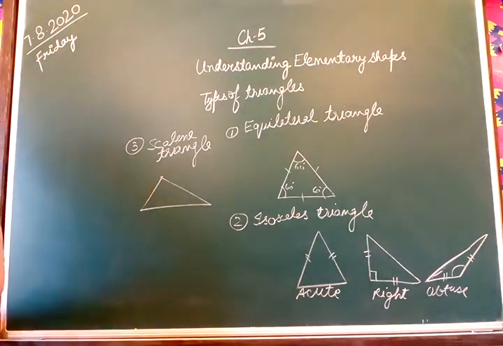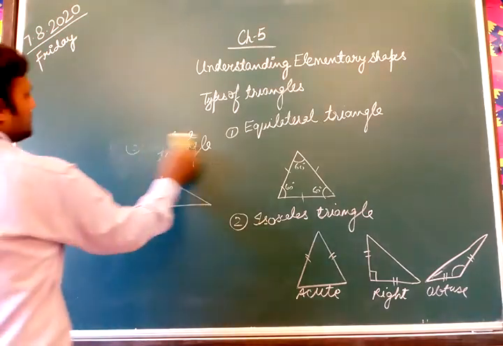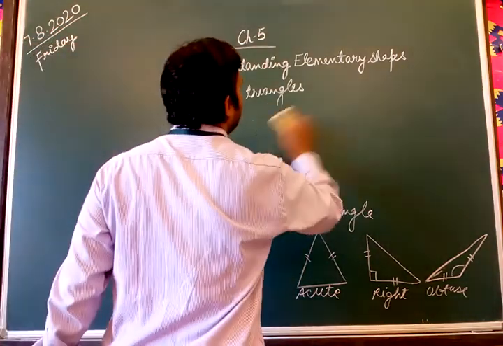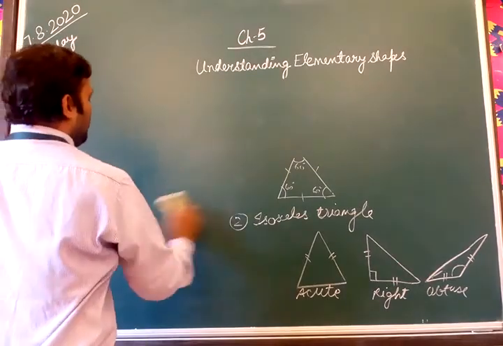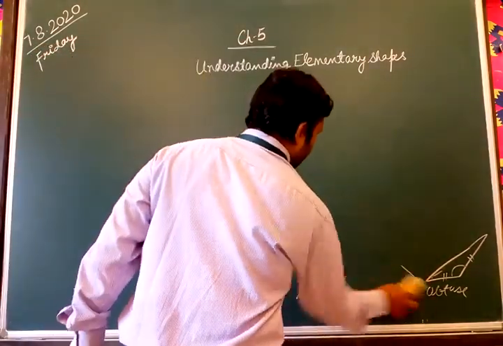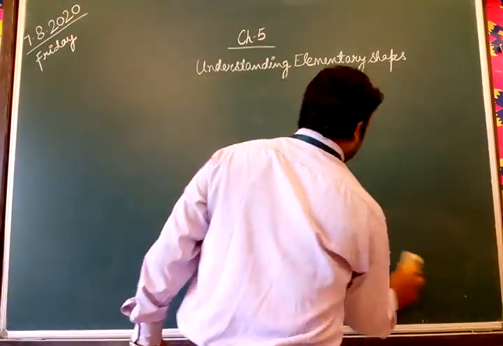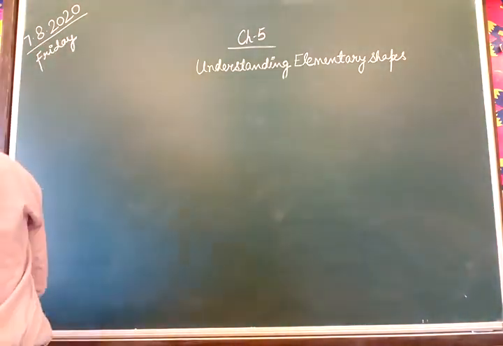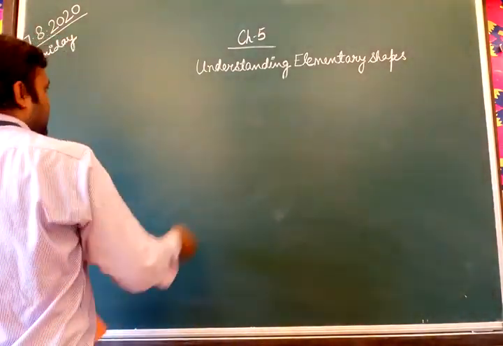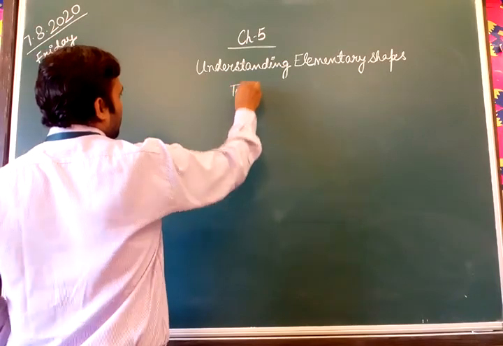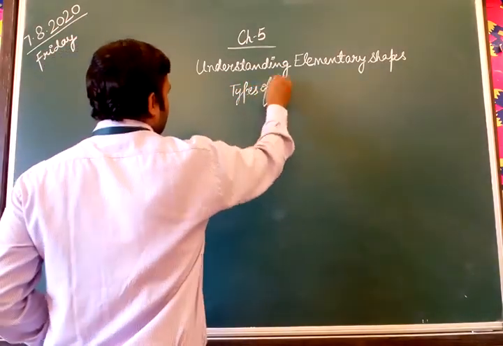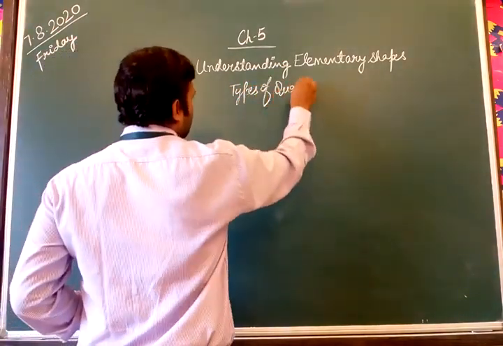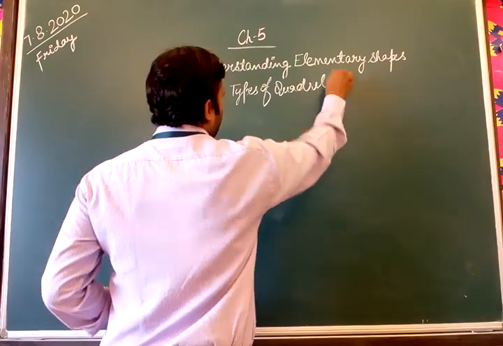So this is what we have read about the triangles. Now we will discuss the quadrilaterals. These were the triangles, and next we will discuss the types of quadrilaterals.